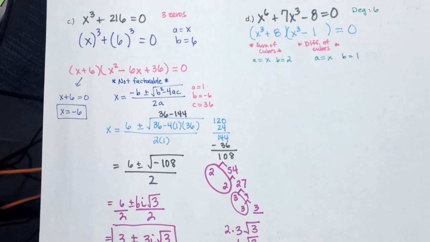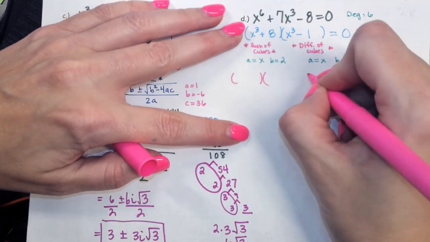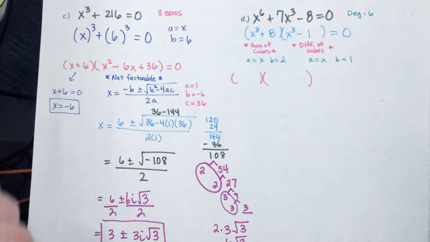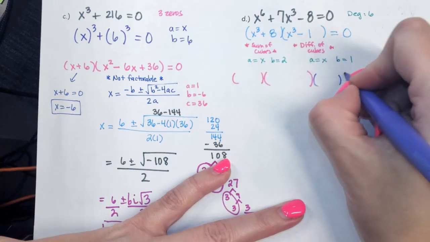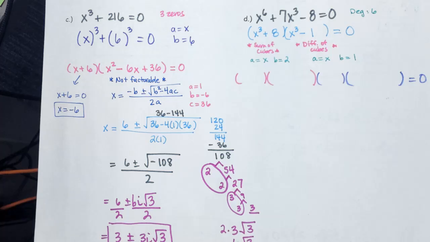Okay, so I want you to use your 2 patterns to set those up. So you'll have the sum of cubes, and then here you'll have your difference of 2 cubes, all equal to 0. All right, you guys got this. This is just twice the fun, twice the sum of cubes.